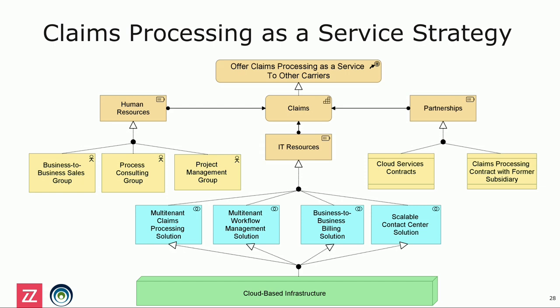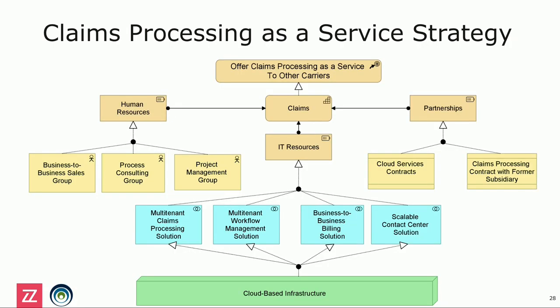In human resources, we have particular groups with particular skills. We have IT resources, a bunch of application collaborations or big solutions, groups of applications that work together, such as multi-tenant claims processing, all of which are based on a cloud-based infrastructure. And the company is also well positioned to do this through its partnerships, which include cloud services contracts and a claims processing contract with the former subsidiary.